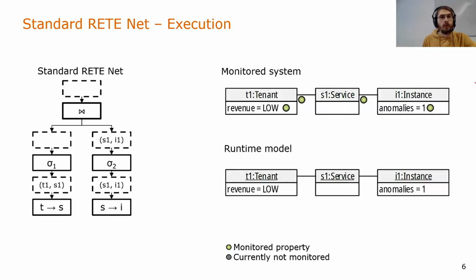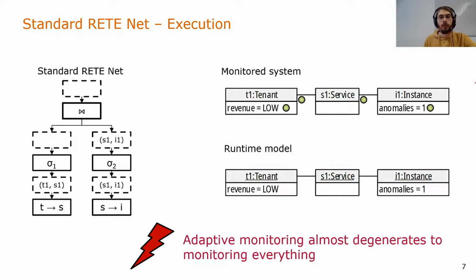When working with these Rete nets, we noticed that in conjunction with our adaptive monitoring approach, the adaptive monitoring often effectively degenerates to monitoring everything, as you can see here in the top right corner, where all the system sensors are active. The reason for that is that the input nodes of the Rete net basically blindly extract and also globally extract all matching elements from the runtime model, thus accessing large portions of it, and thereby activating monitoring.